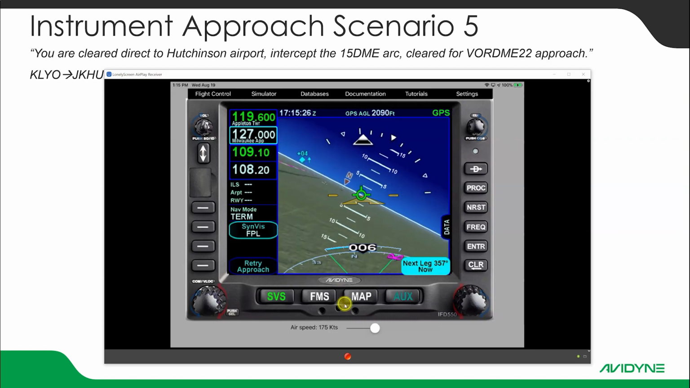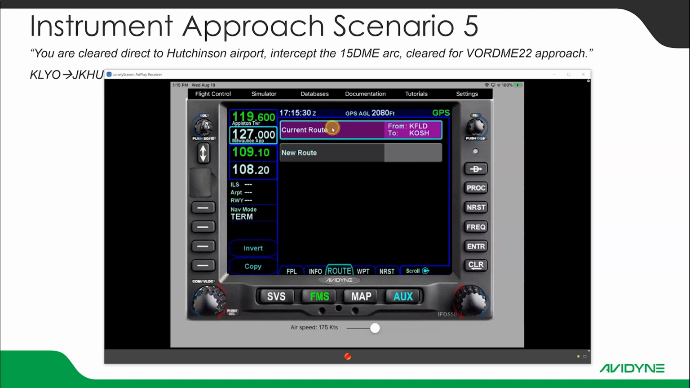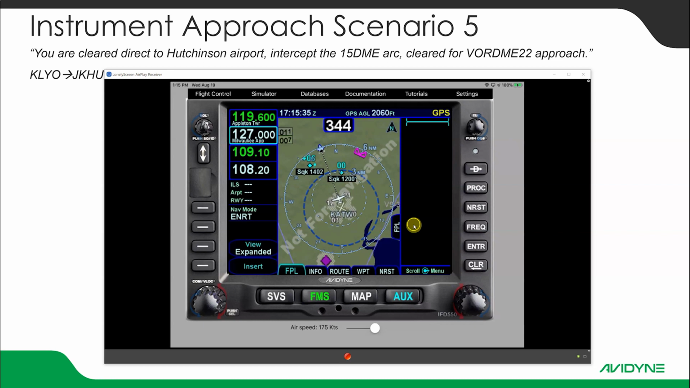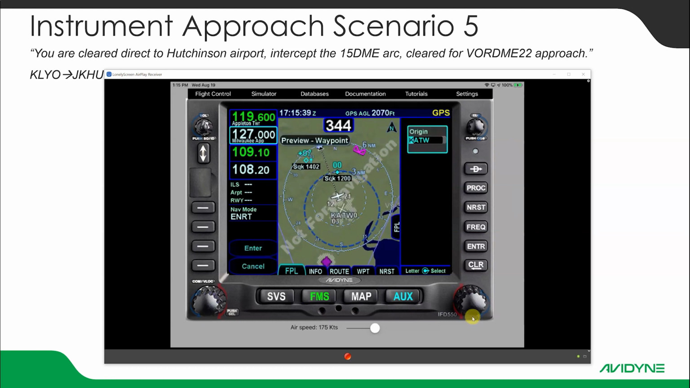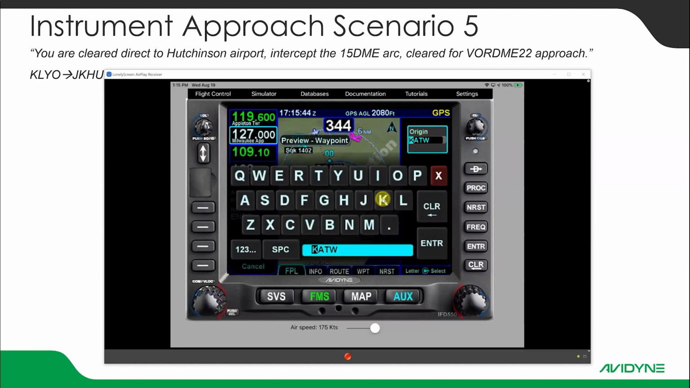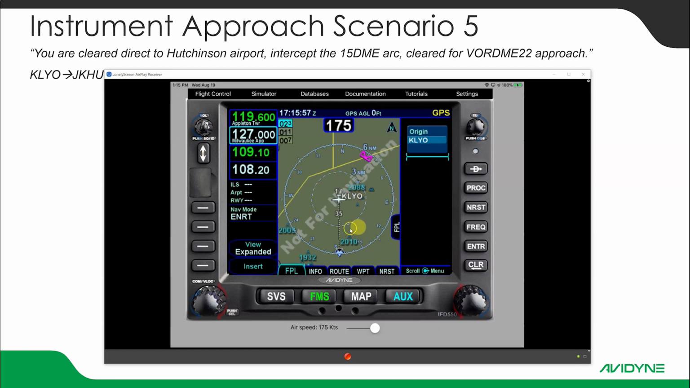Let's go over to our FMS and clear this route. So hit that, highlight the current route and clear it. Delete it. And let's set us up. I'm going to push the FMS button here. Push it again for origin. Highlight here. And then type in KLYO. That's Lyons, Kansas.